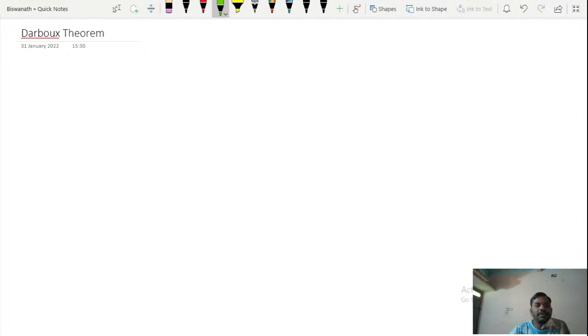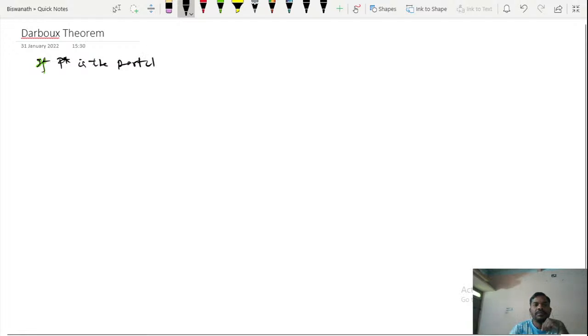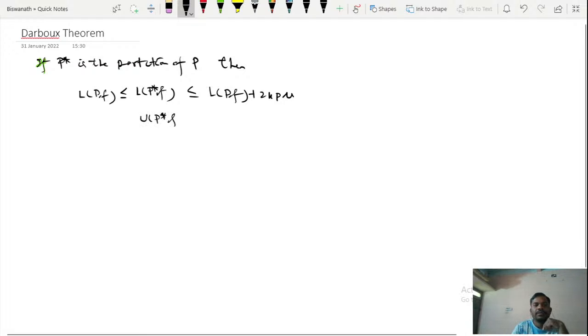In our last class, we already derived a statement. What was that one? If P star is a partition of P, a refinement of P, then LP star F lies between LPF and LPF plus 2KP mu. Similarly, UP star F lies between UPF minus 2KP mu and UPF. So this thing we already derived in our last class.